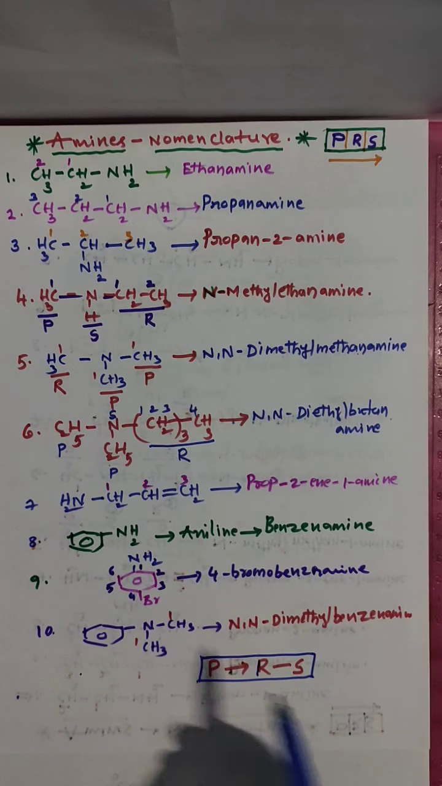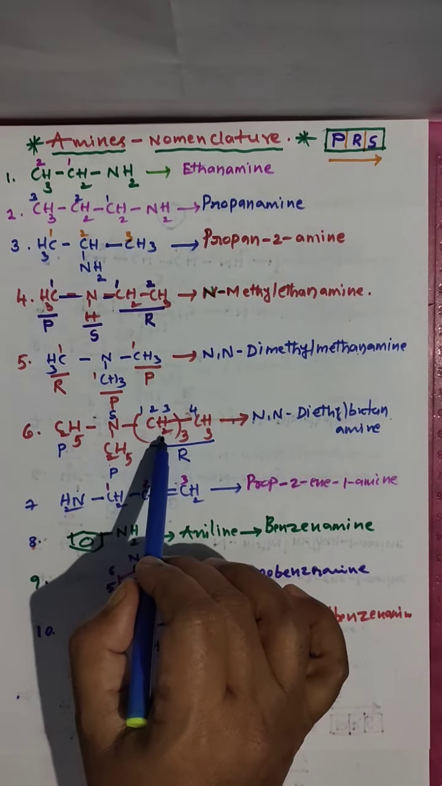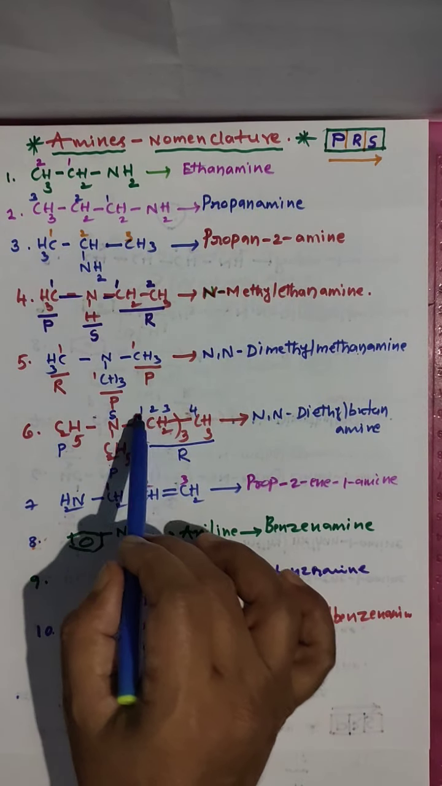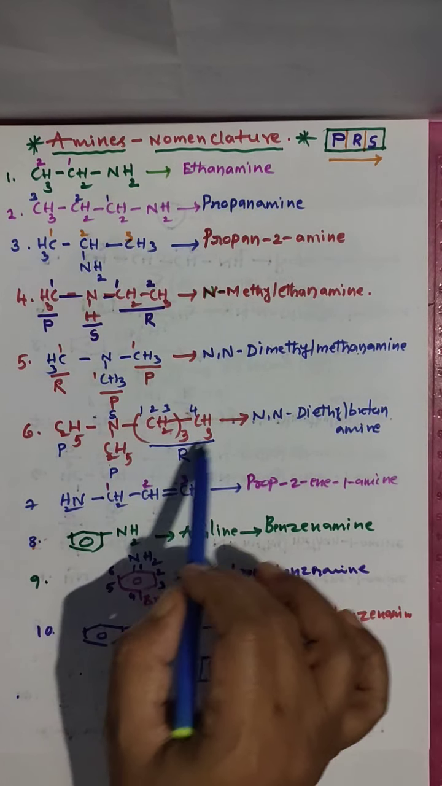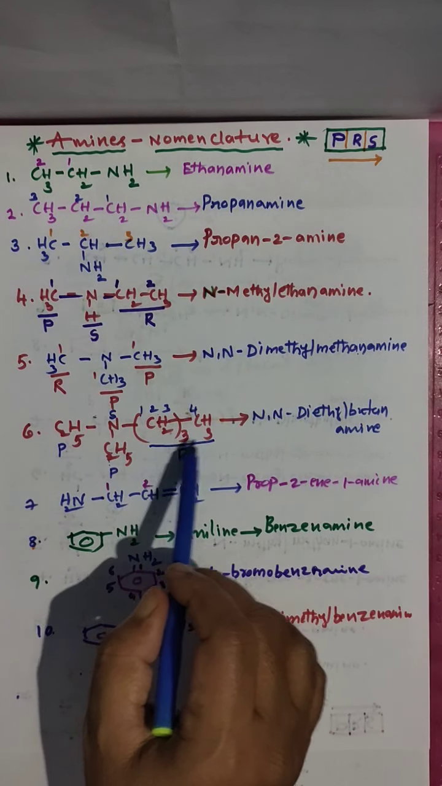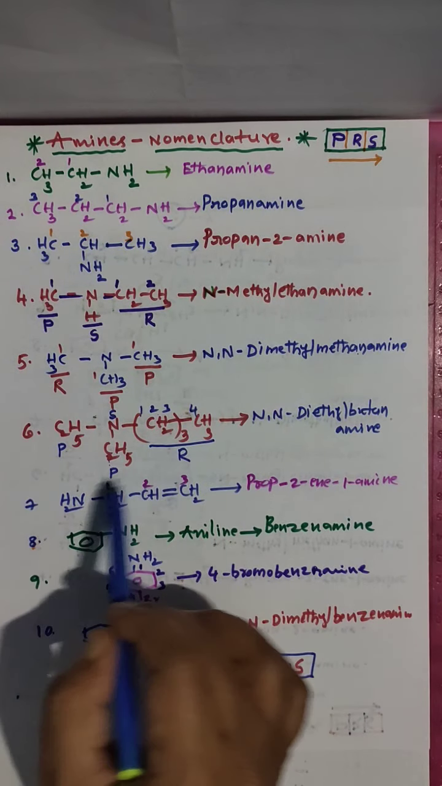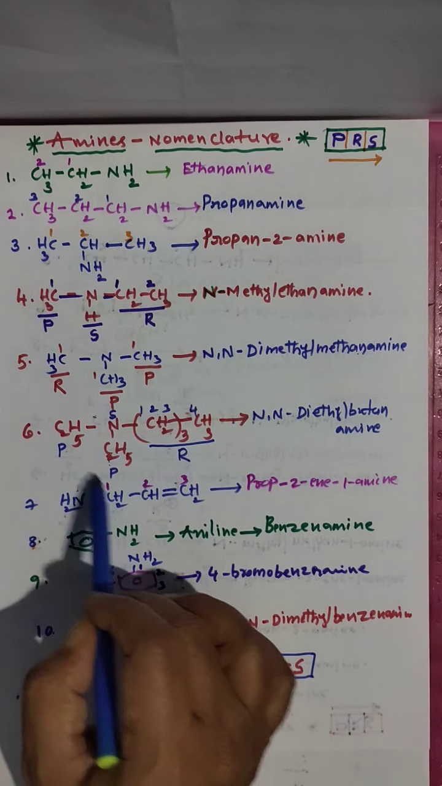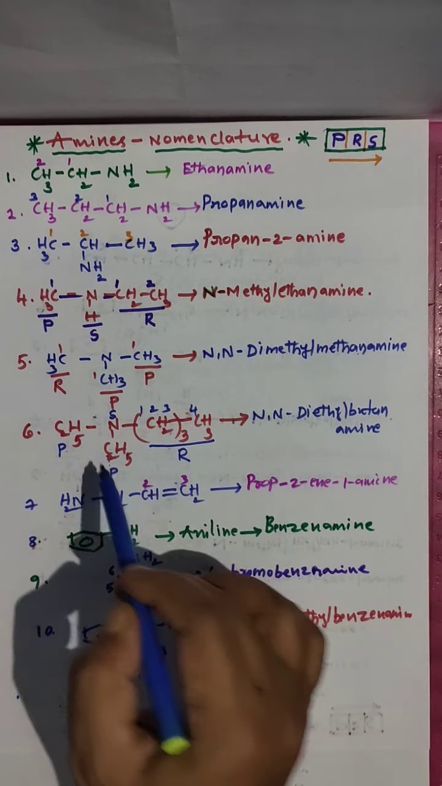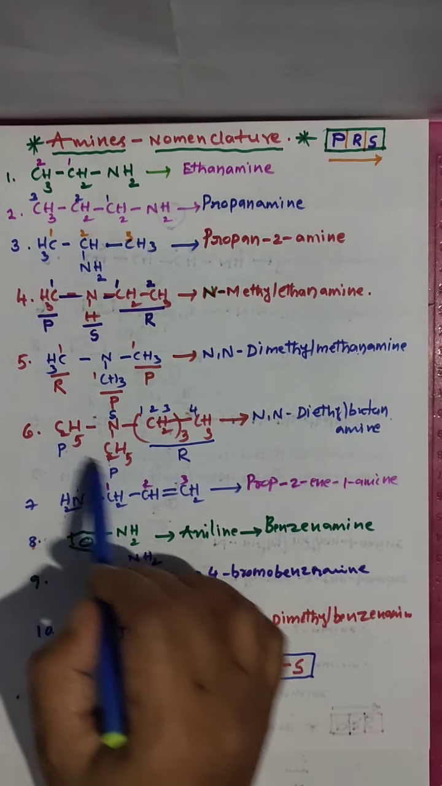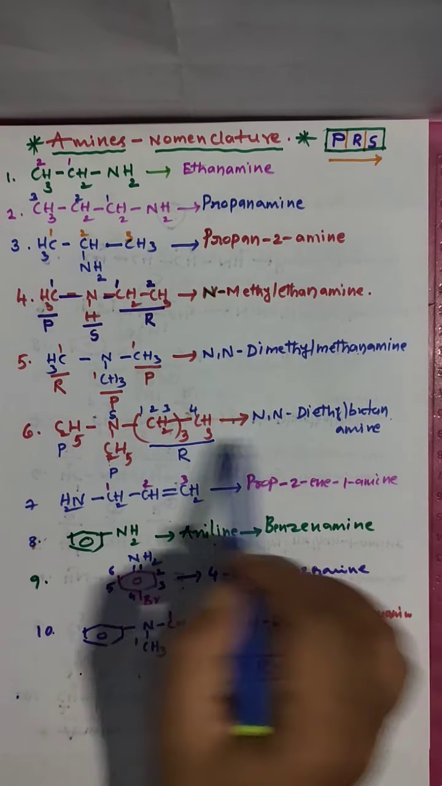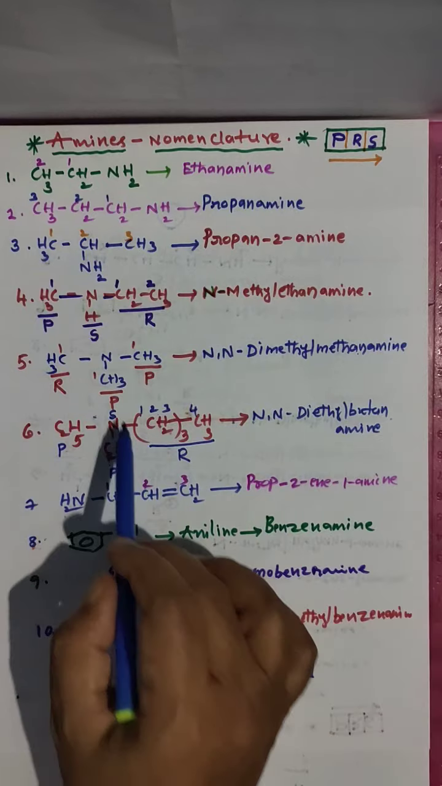Clear? See here. Whenever this is given, you have to split the CH2 groups. 1, 2, 3, 4, this is but. 4 carbons are there. Here 2 carbons are there, here 2 carbons. Which side has more carbons? That is the root word. Remaining all are prefix. 2 prefixes are there, that you have to repeat. 2 is di, 3 is tri, like that. These 2 are bonded with nitrogen, that's why N, N diethyl. And 4 carbons butane, 1 amine.